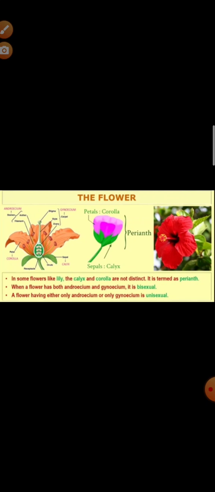Okay, now in some flowers the calyx and the corolla cannot be found distinct, and it is termed as perianth. And a flower when it has both androecium and gynoecium, that type of flower is known as bisexual. And when a flower is having either only the androecium or only the gynoecium, that type of flower is known as unisexual flower.